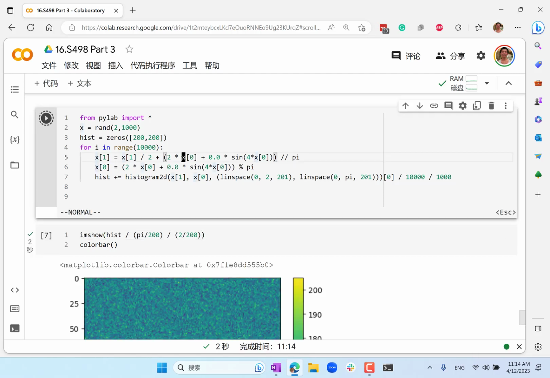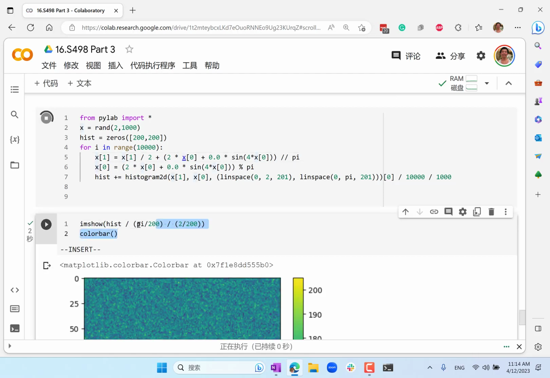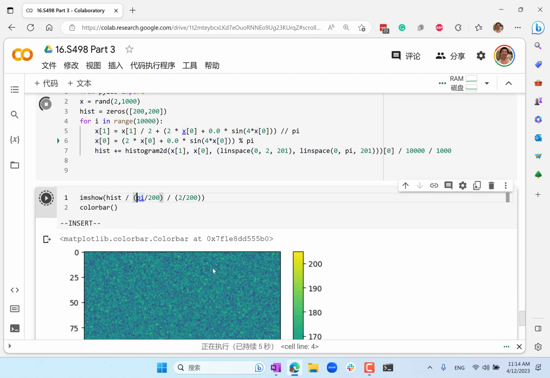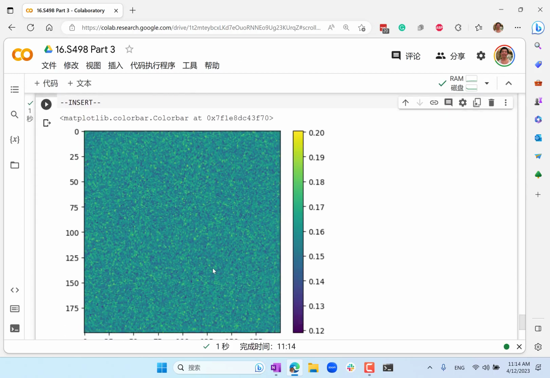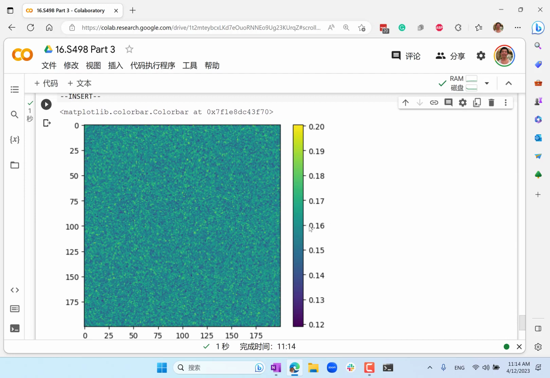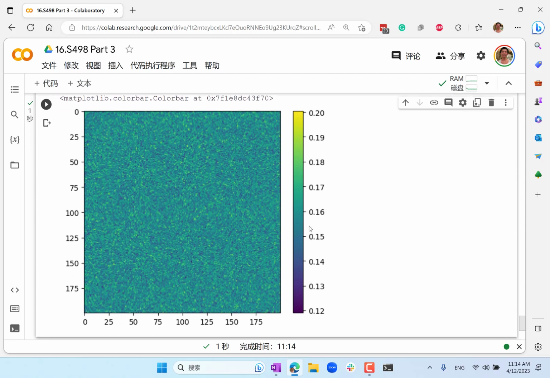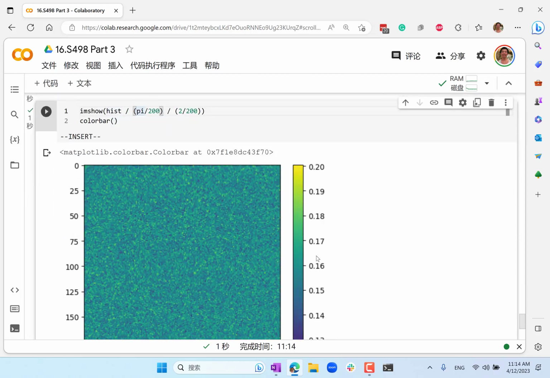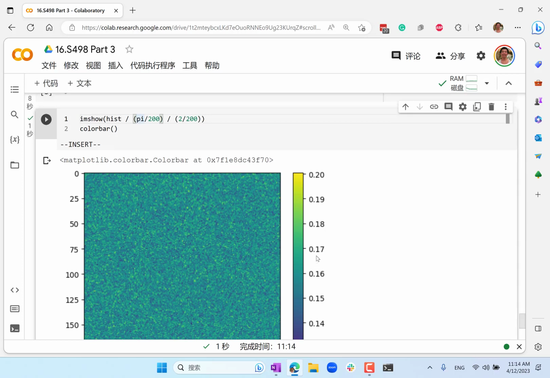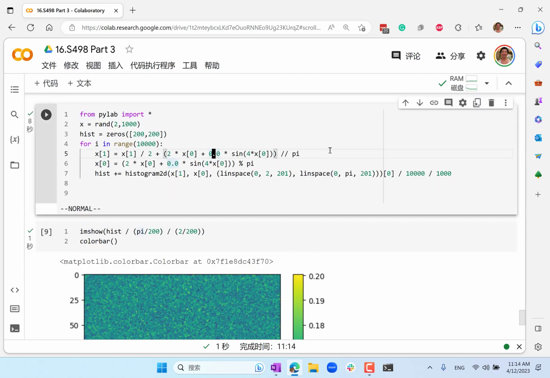Did I run this? No, I didn't run this. So I run this, then I run this. I should actually get a very uniform distribution across the domain. Yeah, so the value I get is about 0.16, which is consistent with the spatial domain that goes from 0 to 2 on the y-axis and 0 to pi on the x-axis. So this number is about 1 over 2 pi, right? Okay, so that's for the unperturbed case.